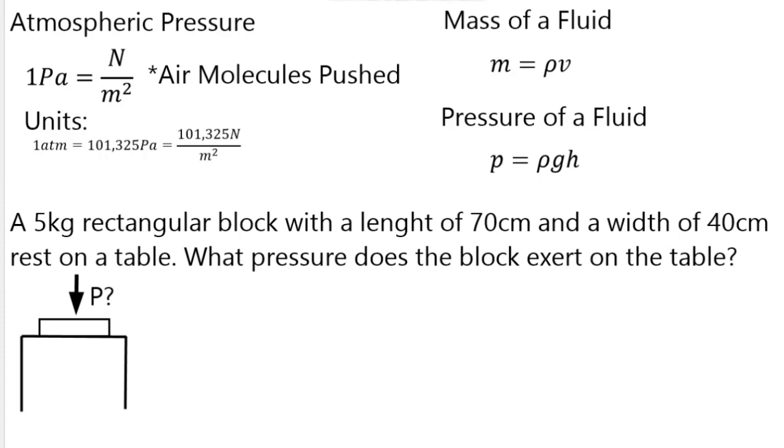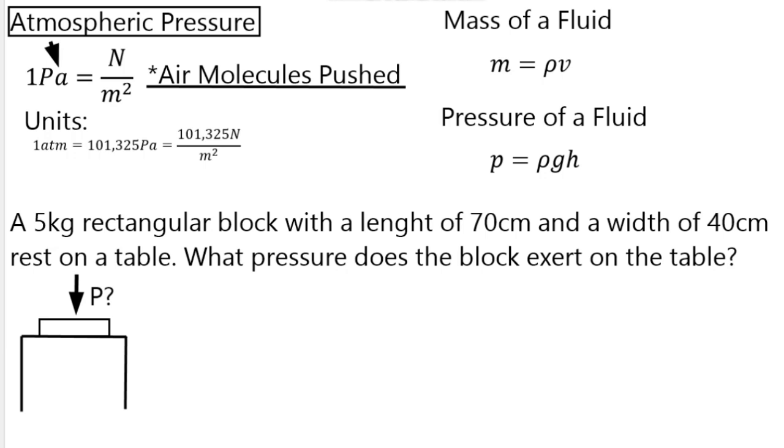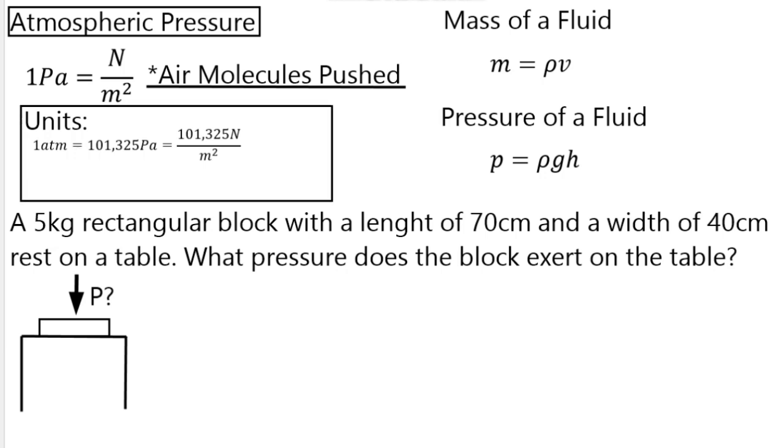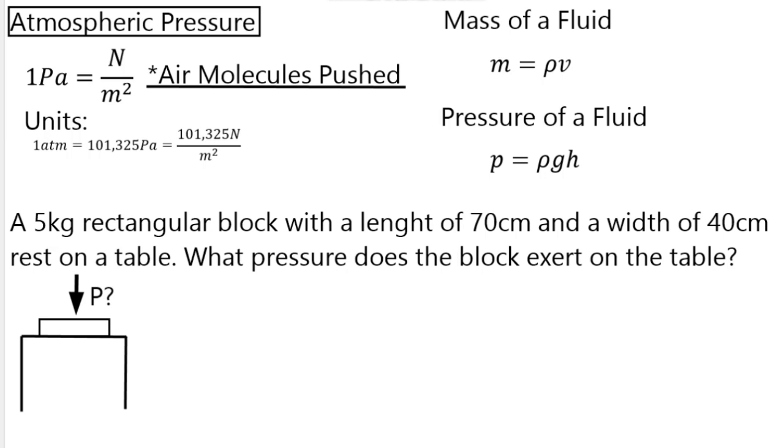Today we are just going to solve some problems regarding atmospheric pressure. Atmospheric pressure is basically air molecules being pushed. The basic unit of atmospheric pressure is 1 Pascal, and it can be written in the form of newtons per square meter. And this is the units. 1 atmospheric pressure equals 101,325 pascals, and it also equals 101,325 newtons per square meter. So that is the other units.